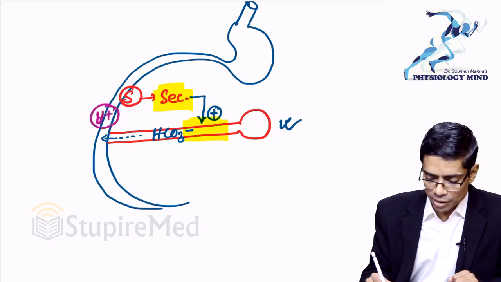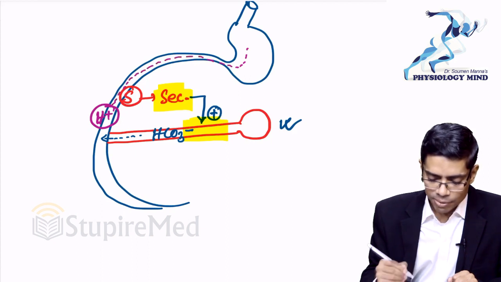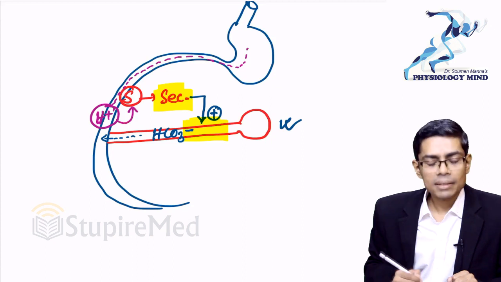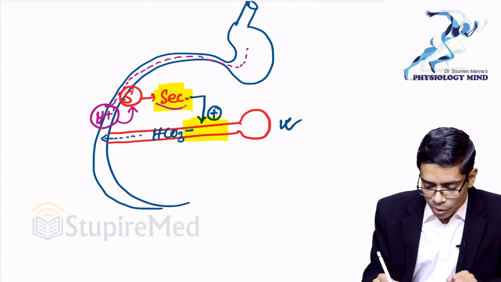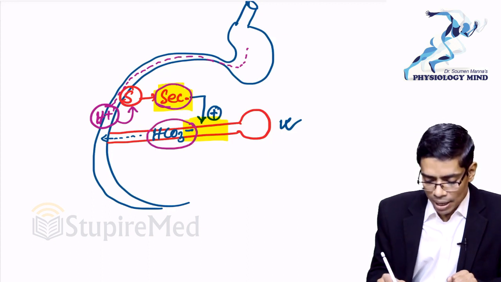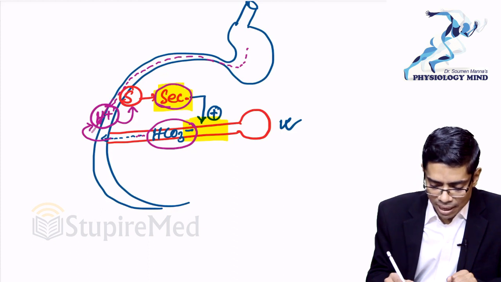What is the source of this H plus ion? H plus ion was coming from the stomach, acidic food particle. This H plus ion stimulates the S cell. S cell produces secretin. Secretin stimulates the pancreatic duct. Bicarbonate is produced. Now the bicarbonate is neutralizing the acid.